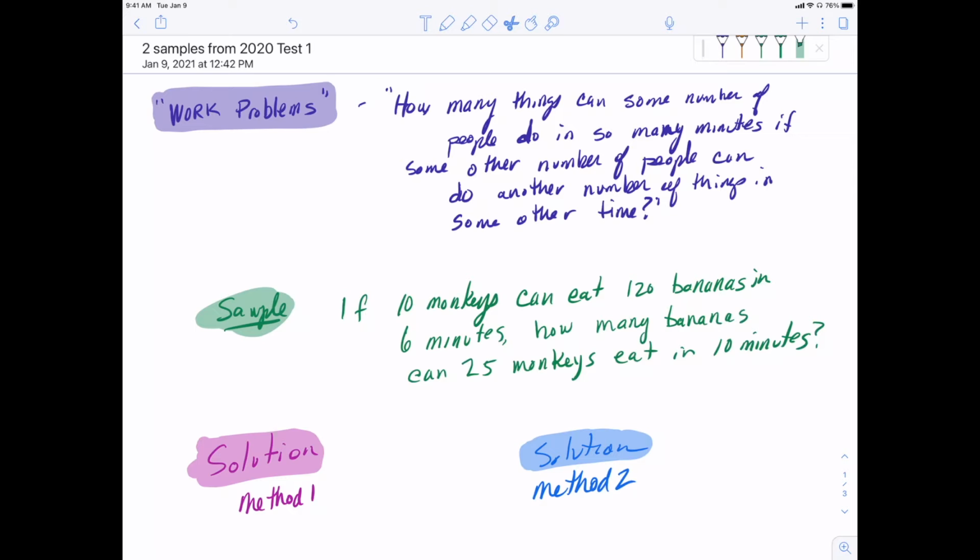Okay, let's break down these work problems. The way that these work problems are always worded is, they look like: how many things can some number of people do in so many minutes or hours or days if some other number of people can do another number of things in some other amount of time. A sample of this would be, if 10 monkeys can eat 120 bananas in 6 minutes, how many bananas can 25 monkeys eat in 10 minutes?